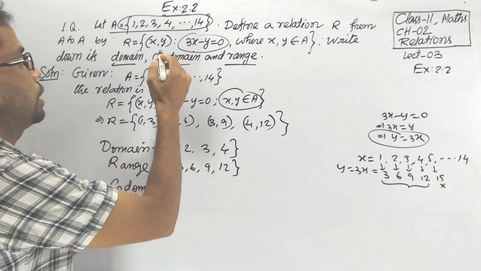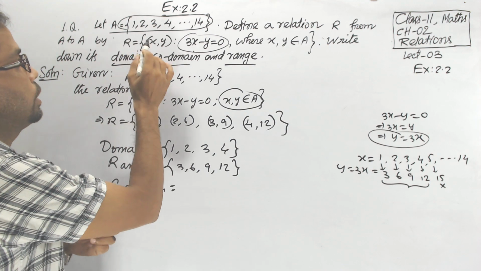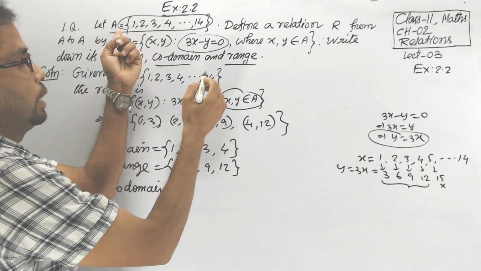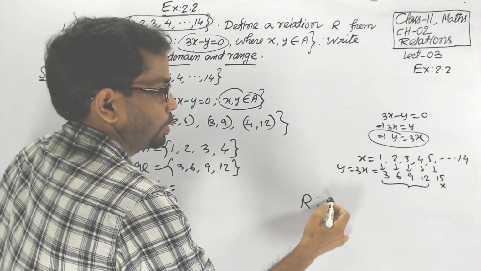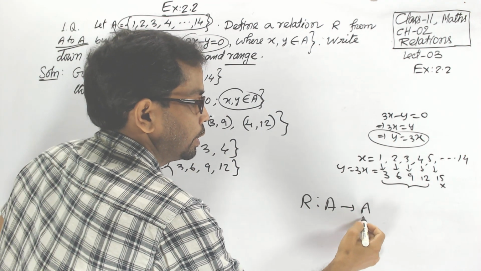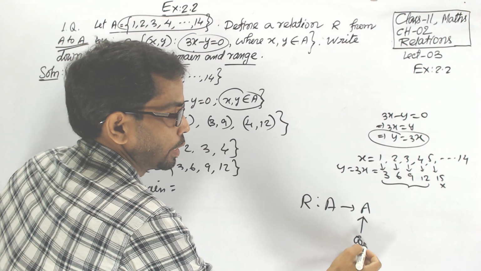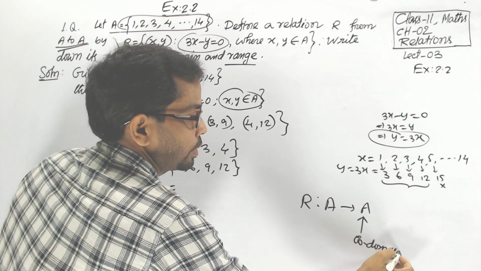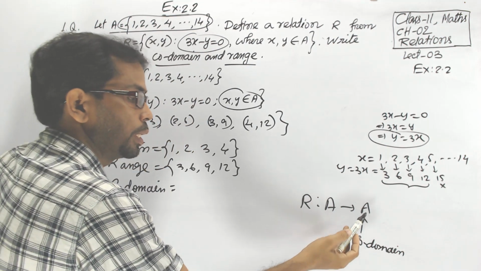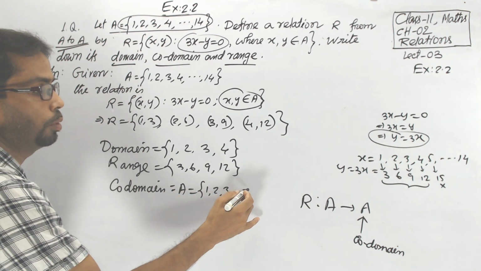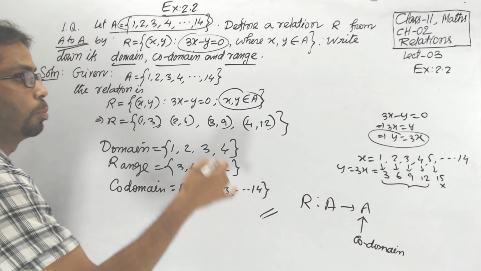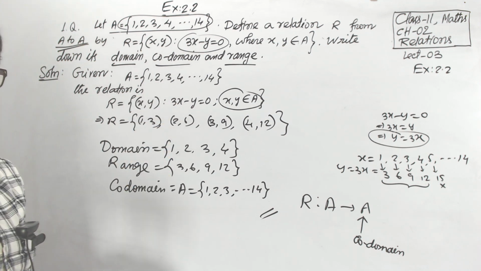Then what about codomain? In this case the relation is from set A to A itself, on the set A. That means relation is from set A to A, and the codomain is always the second set. And in this case first set and second set are the same. That means the second set is again A. That means codomain is the set A itself, 1, 2, 3 up to 14. So this is the complete solution for the question.